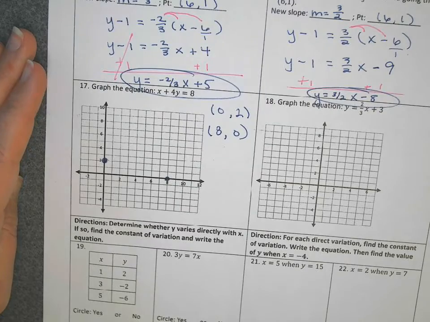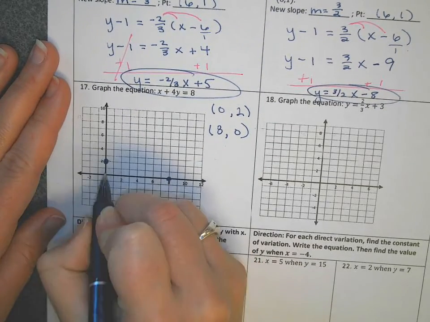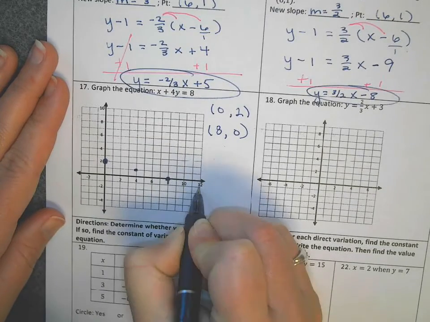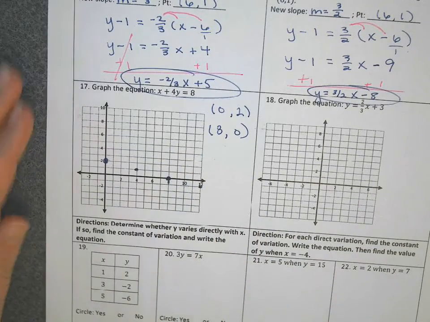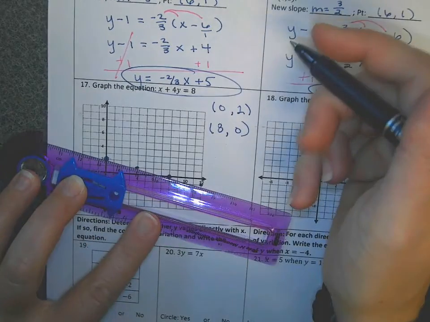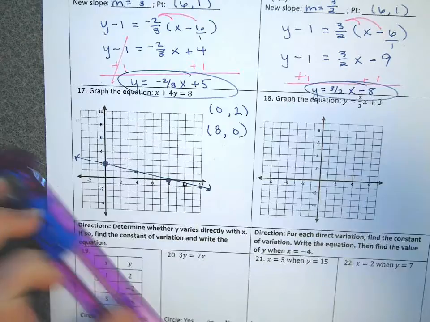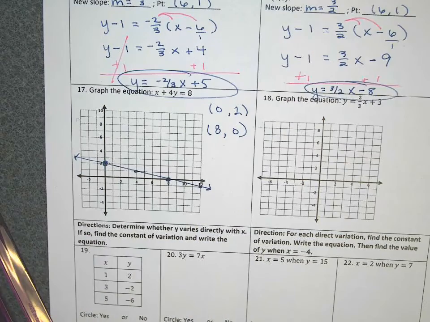I have to fill in the rest of my points, though. I'm going down 2, right 8. That's the same thing as going down 1, right 4. And then once I have as many points that will fit, I'm going to use a straight edge and connect all those points. I want to make sure it goes through all those points. If it goes through some of them but not all of them, that means not all of my points are right, and I need to go back and fix them.